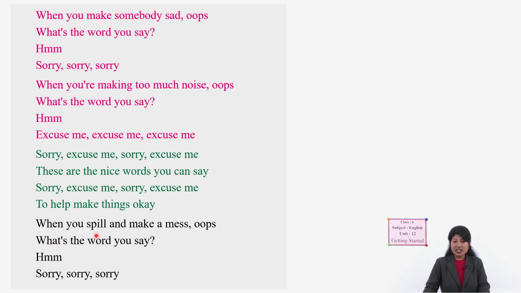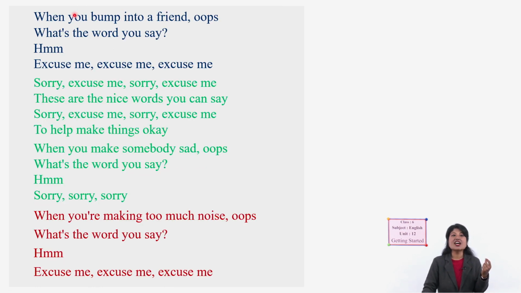okay. When you spill and make a mess, oops, what's the word you say? Sorry, sorry, sorry. When you bump into a friend, oops, what's the word you say? Excuse me, excuse me, excuse me. Sorry, excuse me, sorry, excuse me. These are the nice words you can say. Sorry, excuse me, to help make things okay.